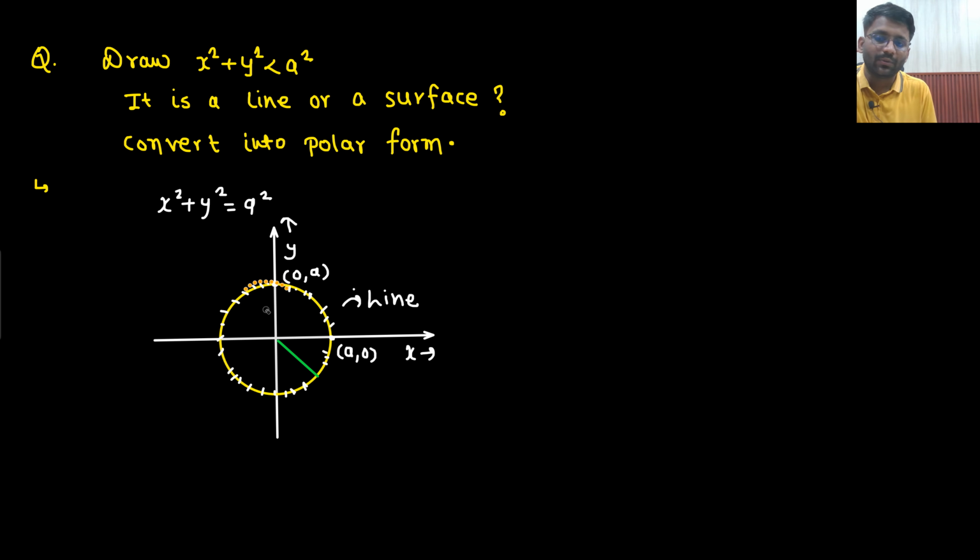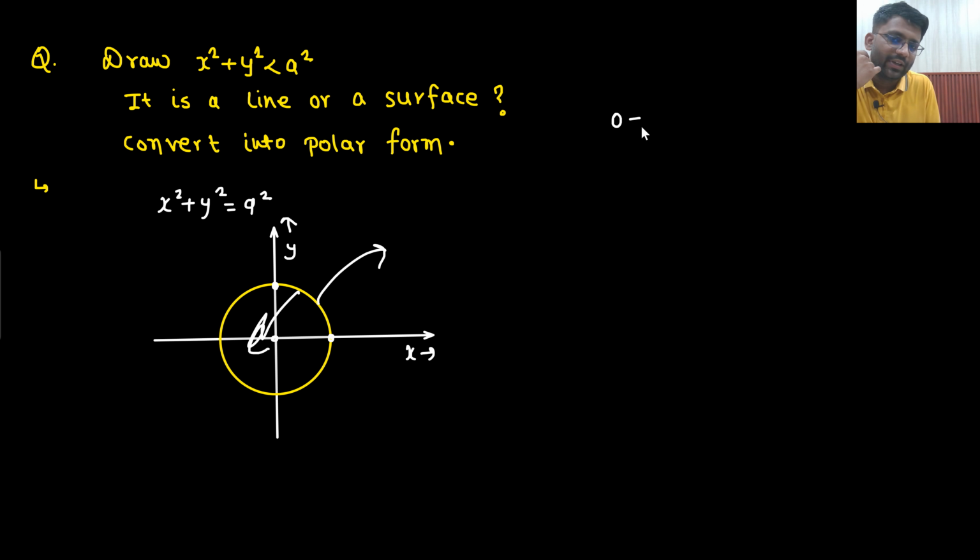So these will be my 2 points. After that what I need to do? I need to put some point. Let's just say either the region would be the region inside or the region would be the region outside. So what I would do? I would put some point, 0, 0. Let's just put 0, 0 here. 0 plus 0 less than A square. So 0 is less than A square. Is it correct? Yes. That means what will be the region? The region will be the inside region.